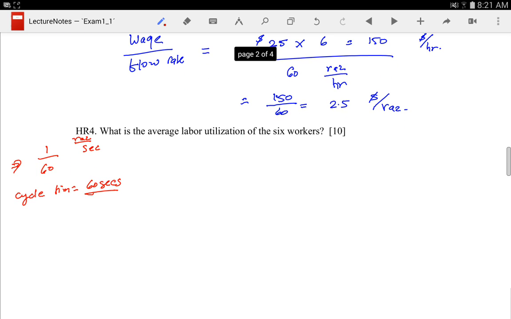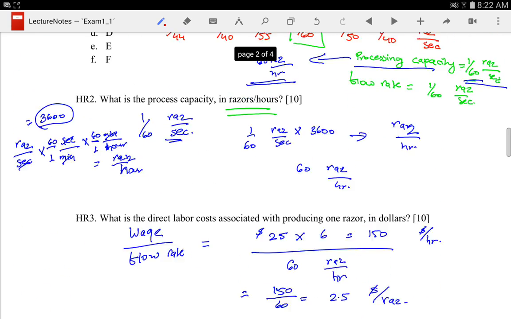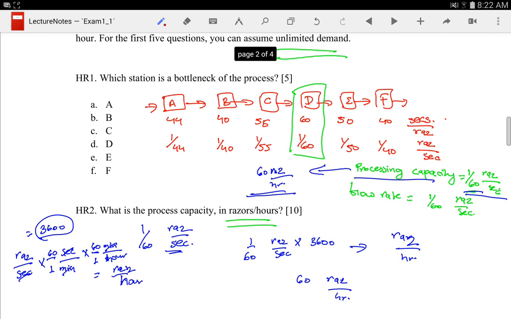If our cycle time is 60 seconds, our idle time is going to be 60 minus 44, which is 16 for the first one. Similarly, it's 20 for the next one, 5, 0, 10, and 20. This is for A, B, C, D, E, and F. All we did is take the cycle time minus the processing time. We add this all up, we get 71. Similarly, we can add all the processing times and we get 289.